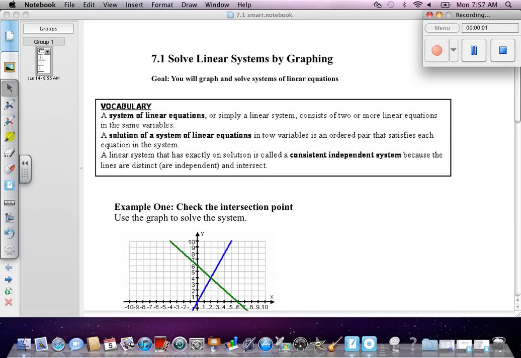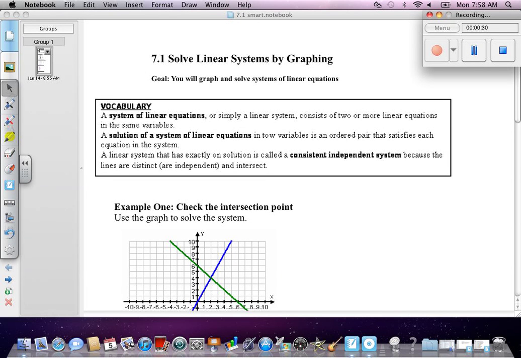Okay, we're looking at solving linear systems by graphing. A system of linear equations, or simply a linear system, consists of two or more linear equations in the same variable. A solution of a system of linear equations in two variables is an ordered pair that satisfies each equation. A linear system that has exactly one solution is called a consistent independent system because the lines are distinct, are independent, and they intersect. So the first one should be really easy.